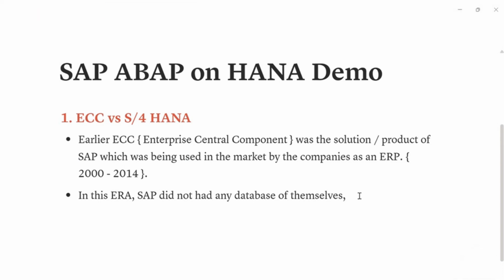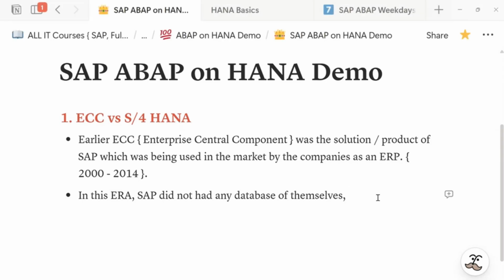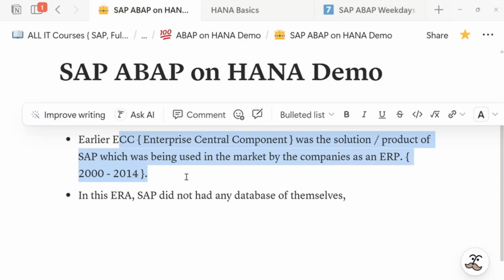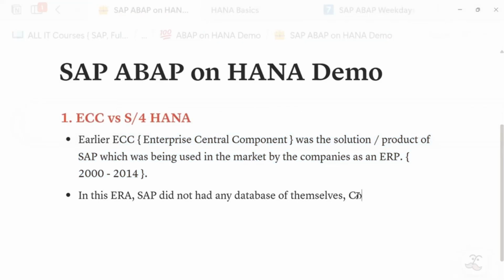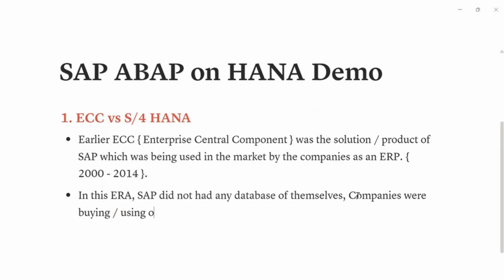So any company which was implementing SAP was purchasing the license of the ECC system, and as a database, companies were buying or using other companies' databases. Getting my point? Like Oracle DB, MySQL DB can be used, MS SQL, Sybase database, and so many other databases.